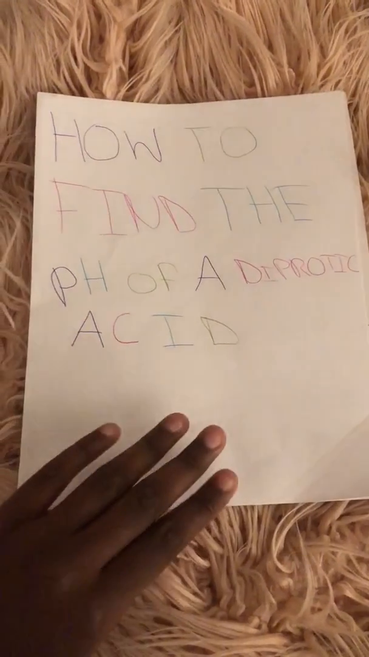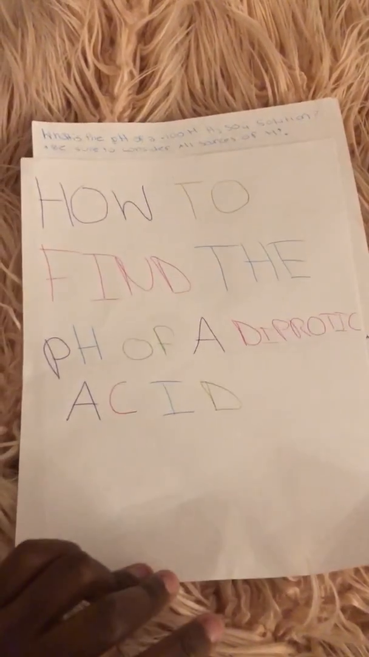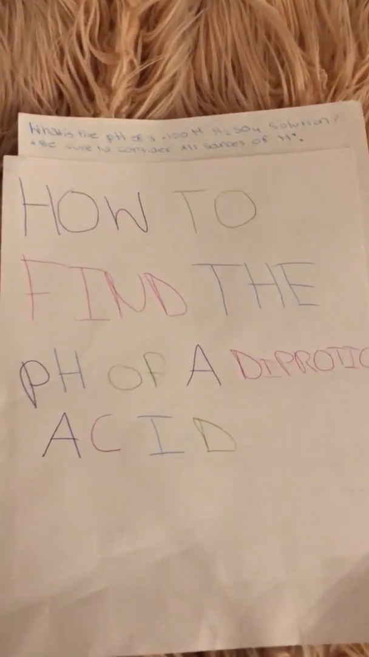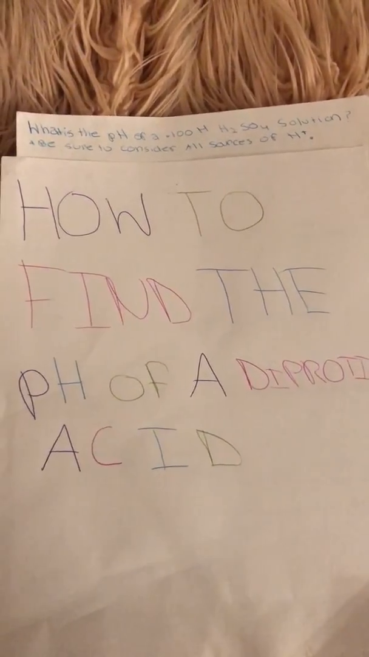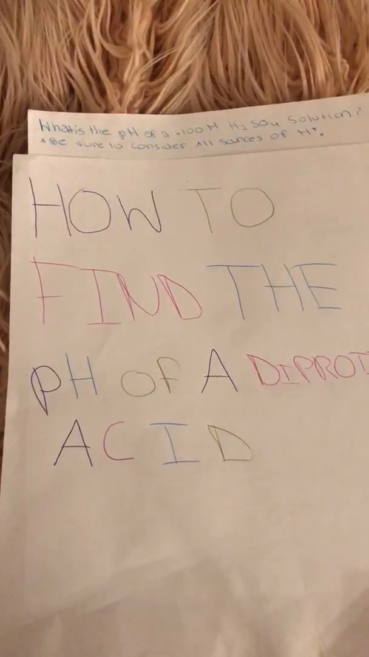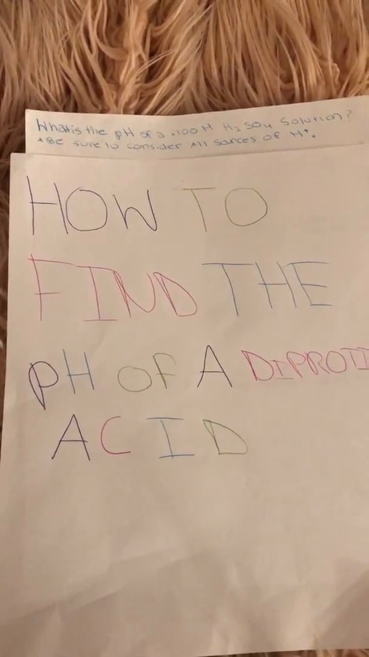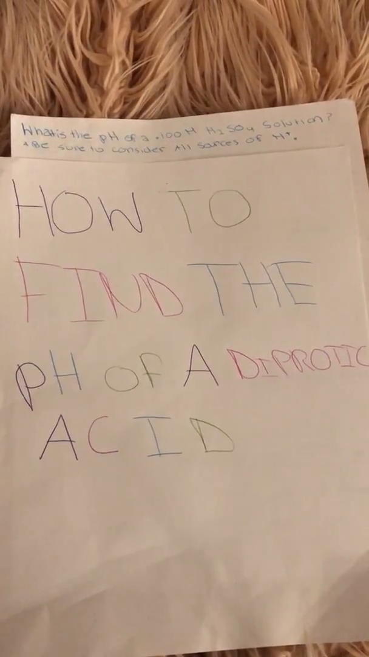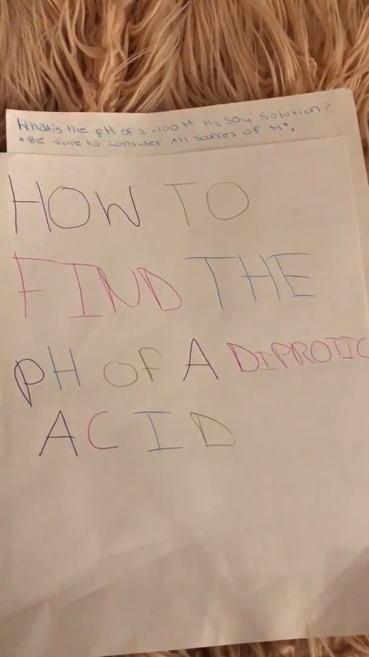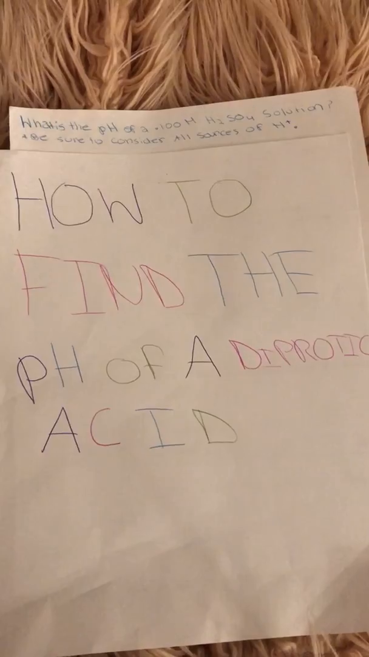a diprotic acid. The question asks, what is the pH of a 0.100 molar sulfuric acid solution? It advises me to be considerate of all the sources of H+. This advisory comes from the fact that sulfuric acid is a diprotic acid, meaning that it has two sources of the H+ ion, thus it will have two dissociations.